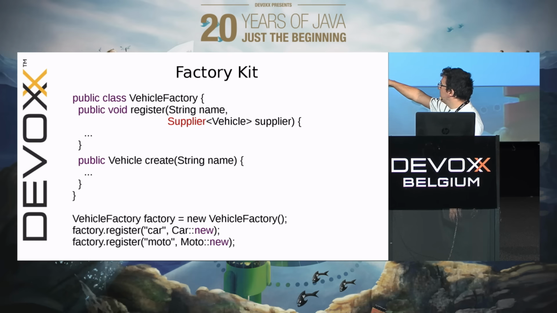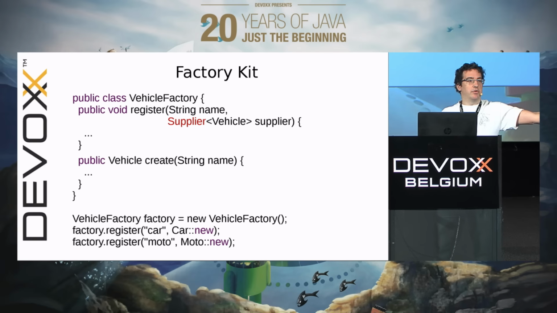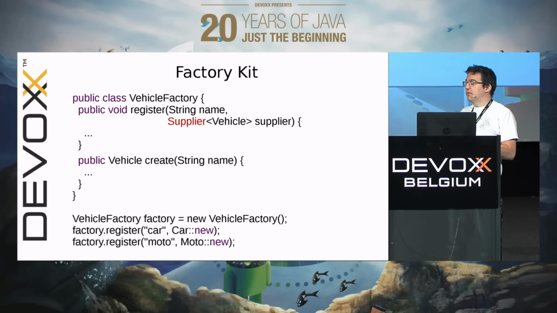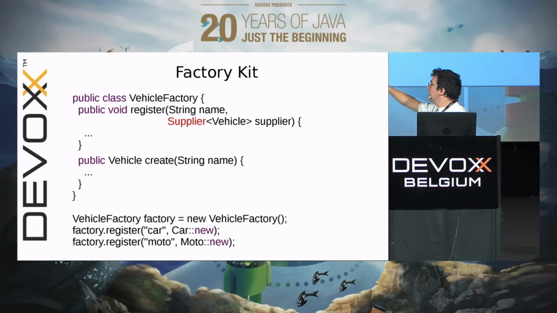So we will use it by calling register, by saying I register car and the constructor, and I register my string moto with the constructor. And I have another method, which is create, that takes a string and returns the corresponding vehicle. Basically, what create does, using the name, it finds the right constructor and just calls it. Here, my constructor is a supplier.